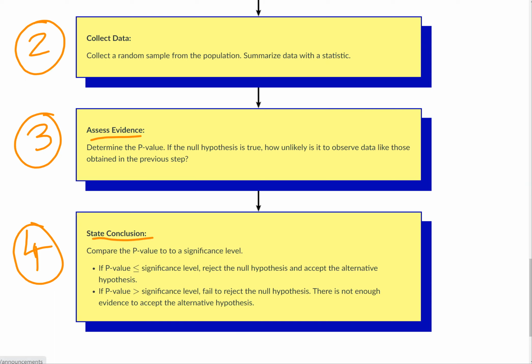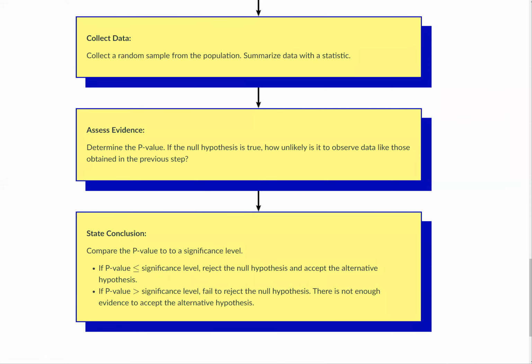Compare the p-value to a significance level. Usually the significance level is 0.05. So if your p-value is less than or equal to the significance level, we reject the null hypothesis and accept the alternative hypothesis. But alternatively, as in the example above, if the p-value is larger than the significance level, like ours, I think our p-value is 0.15 and the significance level is 0.05, we fail to reject the null hypothesis. There is not enough evidence to accept the alternative hypothesis.